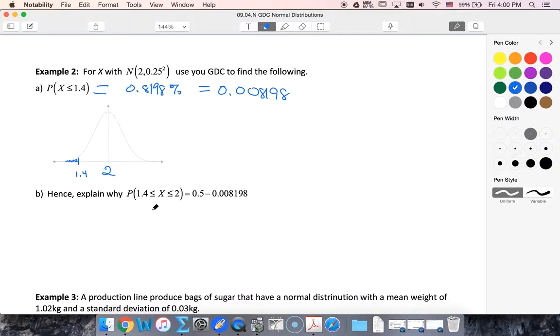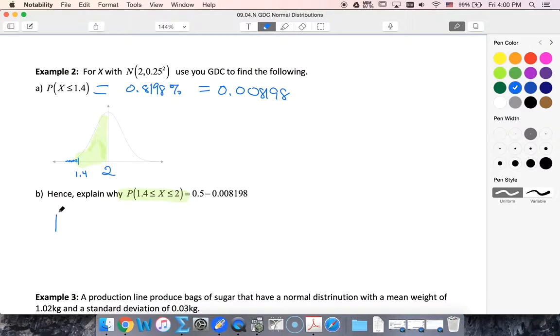So explain why the probability from 1.4 to 2 is equal to a half minus that. Well, let's think about where 1.4 to 2 is. So I'm going to switch colors here and call this lime green. Looking at my picture, 1.4 to 2, well, that's going to be this probability in here. So if I went from 2 down, that would be exactly a half.